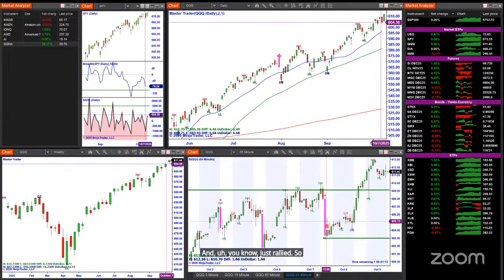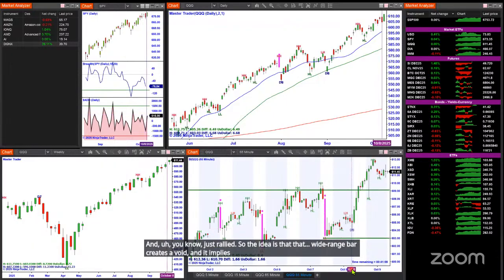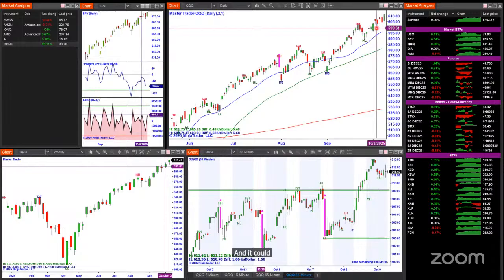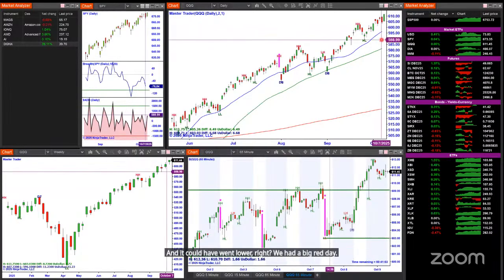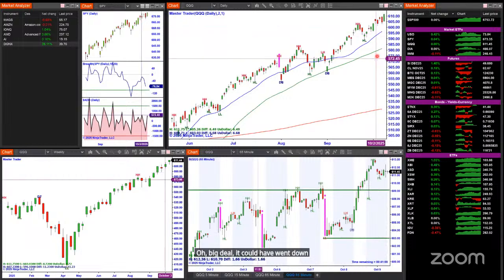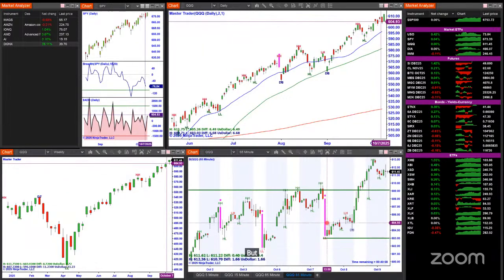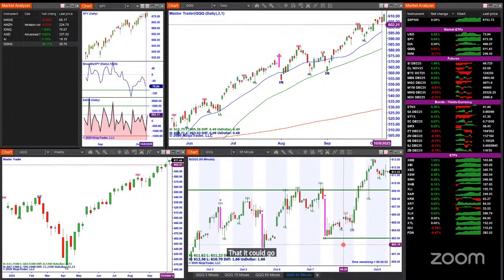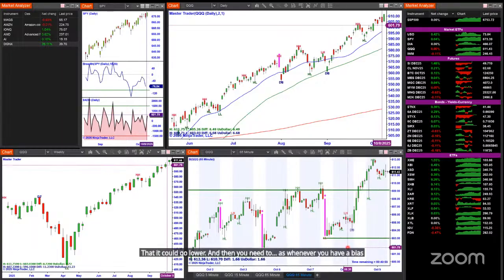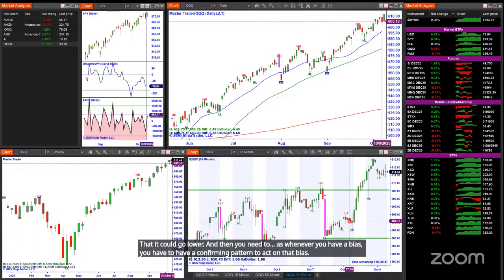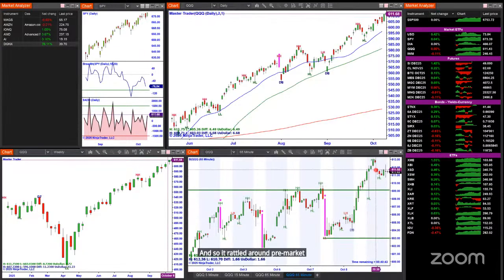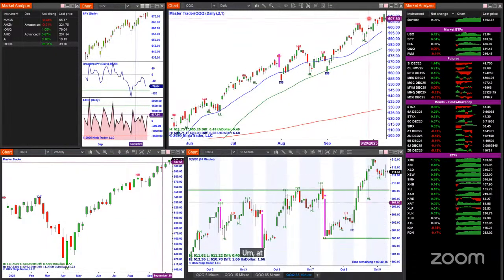So the idea is that wide range bar creates the void, and it implies it's going to go lower, and it could have went lower. And we had a big red day. No big deal. It could have went down another day toward support, but it sets up a bias that it could go lower. And whenever you have a bias, you have to have a confirming pattern to act on that bias. And so it rattled around pre-market, and then the rally started up. And so today, so far, things are consolidating at the top of the wide range bar, which is normal.